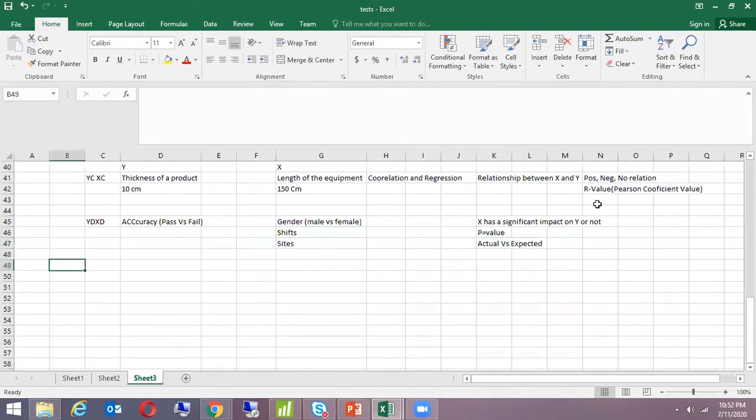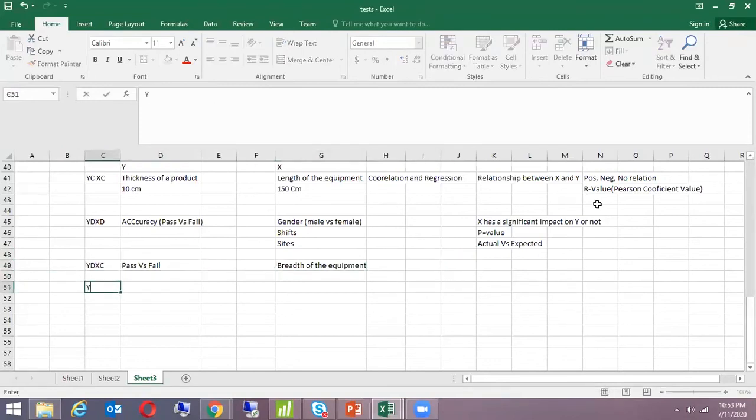Okay. Then we do Y discrete, X continuous. Okay. An example could be pass versus fail versus breadth of the equipment. So this test we haven't done, so I'm not concluding it yet.